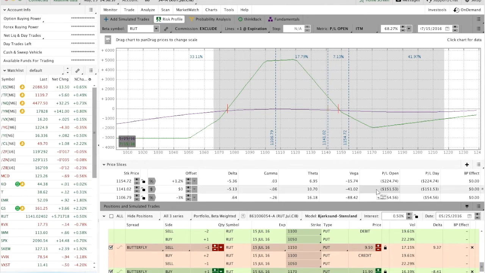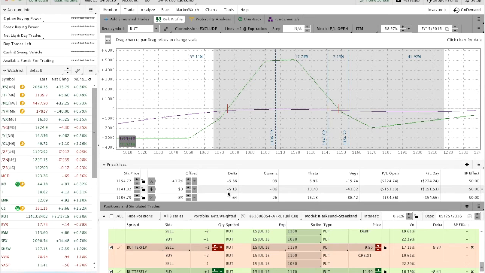The position before commissions here at the end of the day is showing an open loss of about $150 or so. But that's pretty reasonable given that we've had a slightly under 4% move just in a matter of days. We're still inside the body of the butterfly. Decay is going to start to come into the trade, and we're in pretty good shape. If we have a pullback, it's certainly going to help the position.